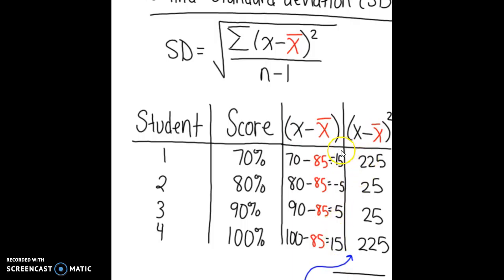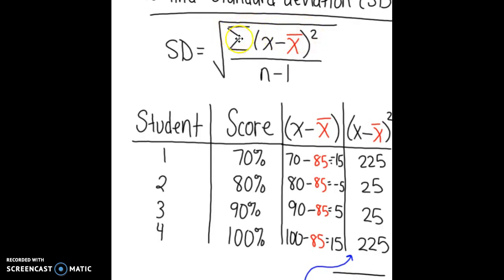Now I'm going to take those and square them. For each number I got, I just hit the square button on my calculator. So for this one, 15 squared is 225. Excuse me, negative 15 squared is 225. Negative 5 squared is 25. 15 squared is 225. All right, so we've done this part up here. Now we've taken x minus the average, and we've squared it for each one of those.